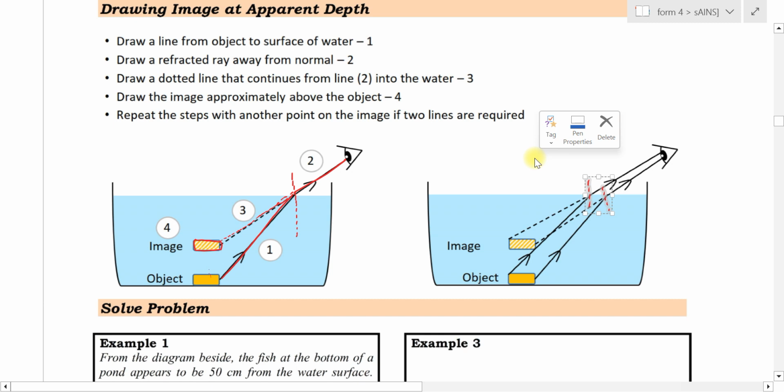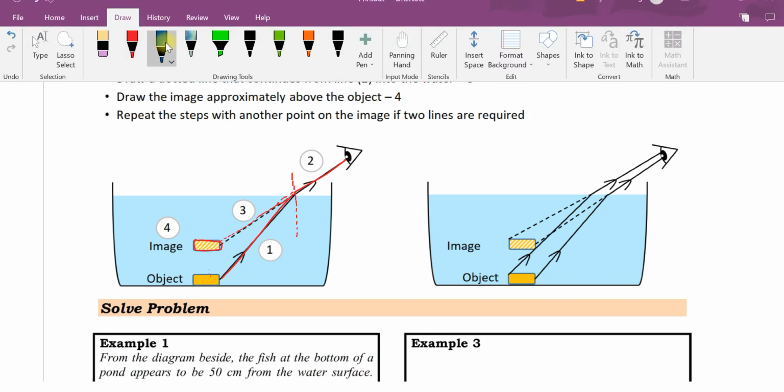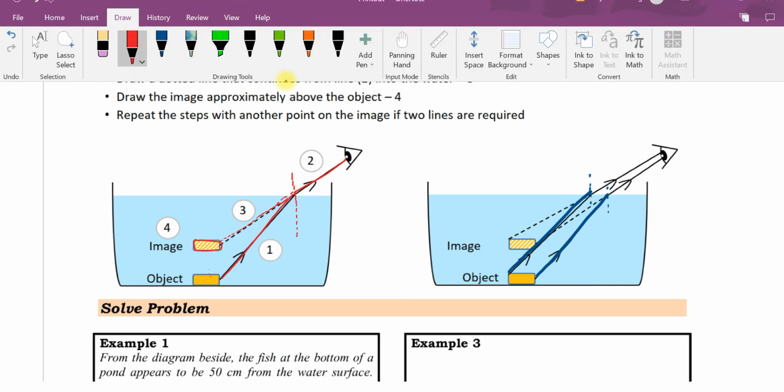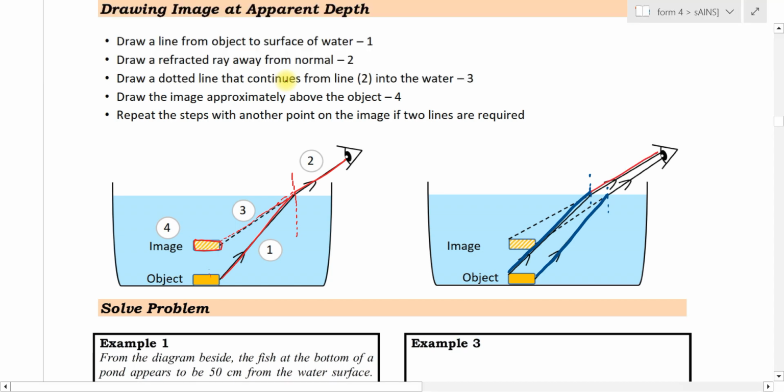Okay? I show you one more time. Okay, see here. First, you lukis kamu punya objek dulu. Okay, normal tu kamu agak-agak je lah. Okay. Lukis pun tak apa, tak lukis pun tak apa. Jadi dia akan refracted away. Yang refracted away tu kamu extend dia punya line. In a dotted line. Kamu akan dapat exactly on top of the object. Di situ kamu punya image. Itu cara kita lukis lah.